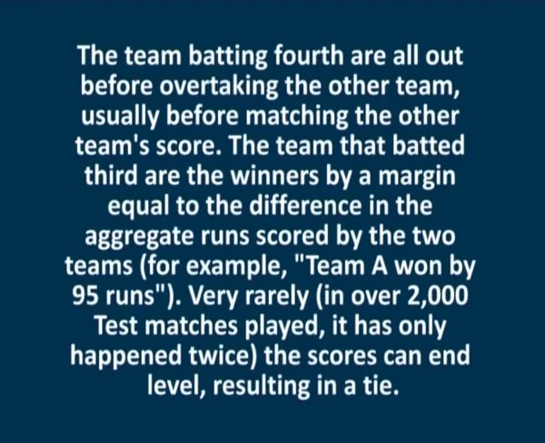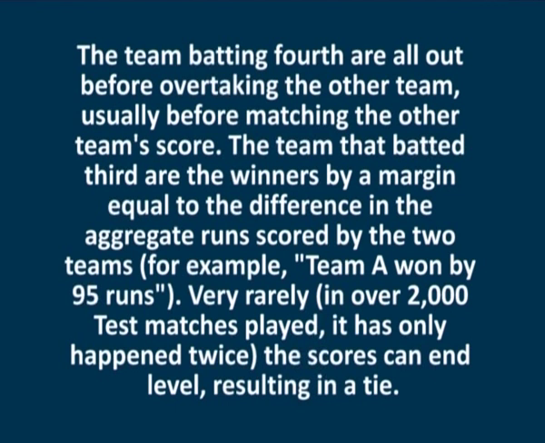A test match may end in one of 6 results. First, 4 innings are complete and the team batting fourth are all out before overtaking the other team, usually before matching the other team's score. The team that batted third are the winners by a margin equal to the difference in the aggregate runs scored by the 2 teams. For example, Team A won by 95 runs. Second, very rarely, in over 2000 test matches played, it has only happened twice.